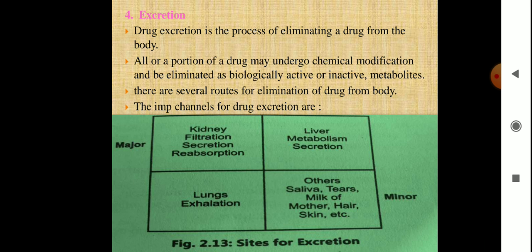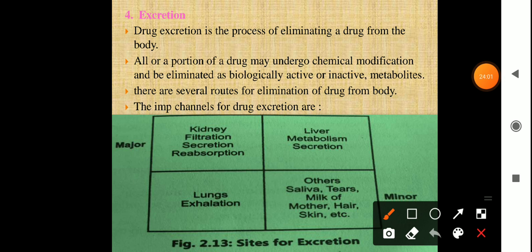Drug excretion is the process of the elimination of the drug from the body. All or some portion of the drug may undergo chemical modification and be eliminated as a biologically active or inactive metabolite. There are several routes of elimination for drugs in the body. You can see here, the first one is the kidney. The kidney and the liver are the two major organs involved in the excretion process.